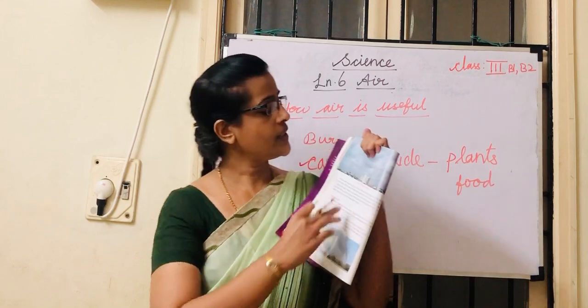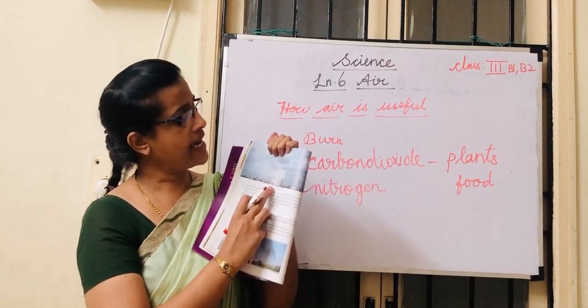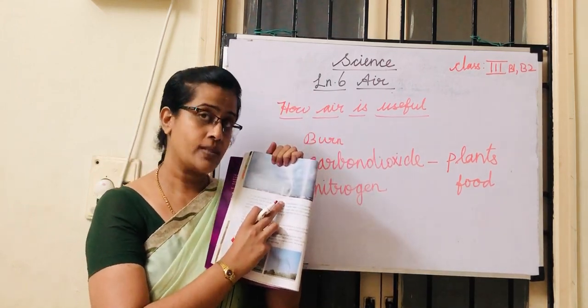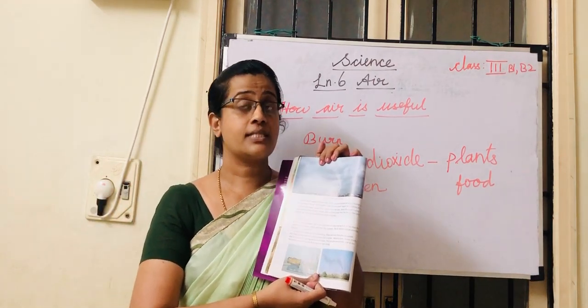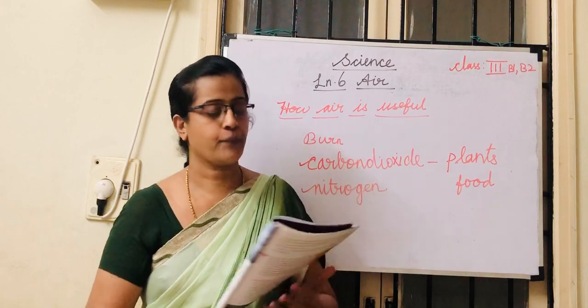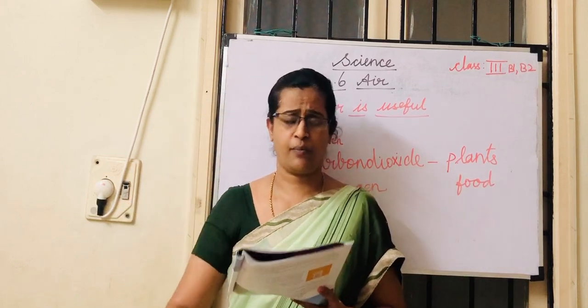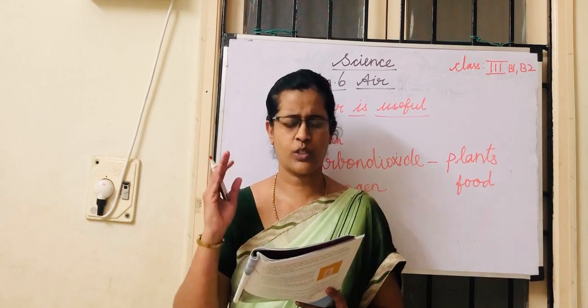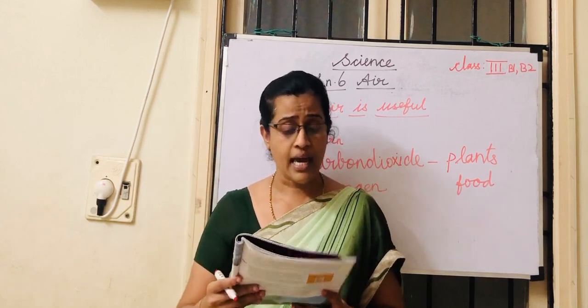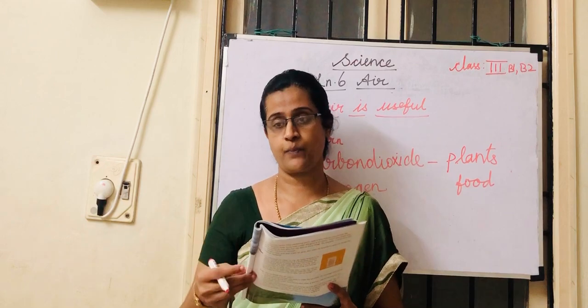Look at the picture. What is the picture? Air carries clouds that bring us rain. And most of the water vapor in air comes from the seas.